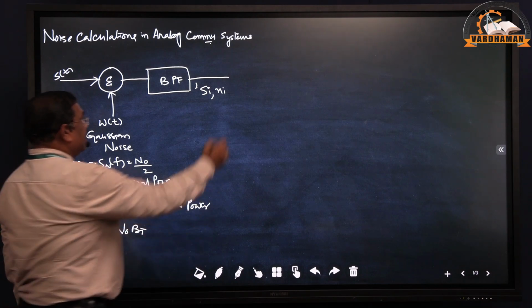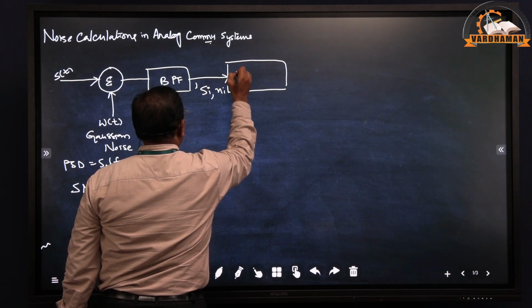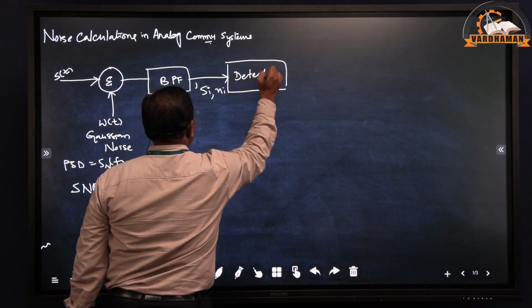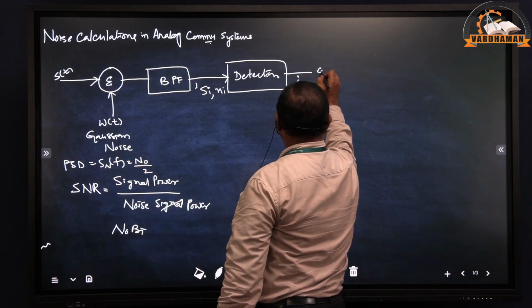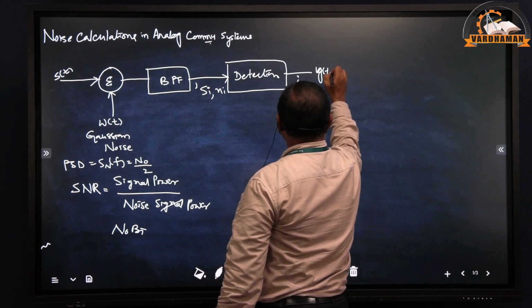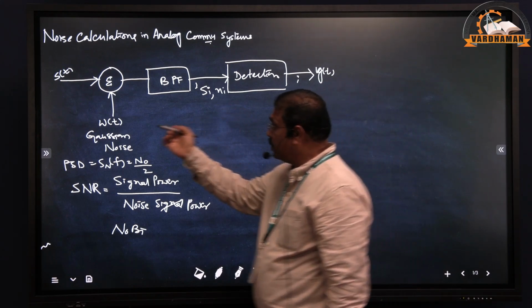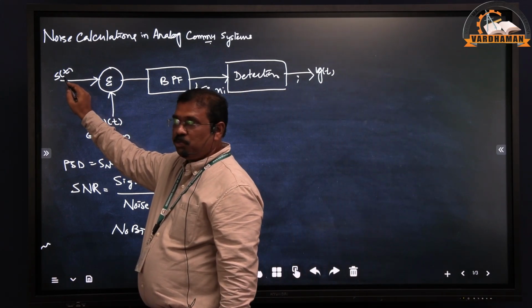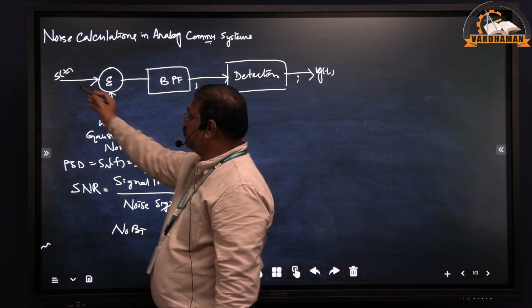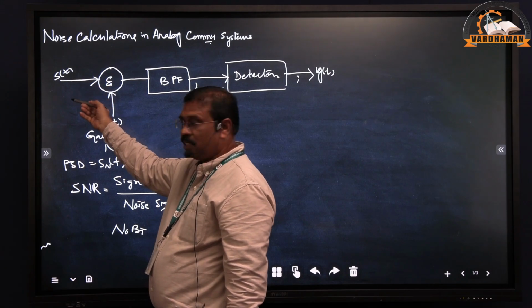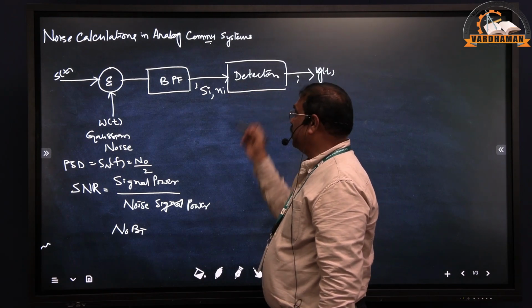After that, this will pass through a detection circuit. Depending on the type of modulation we are using, we use the corresponding detection circuit. By using this detection circuit, we can generate a signal which is Y of t. For example, if you are using DSBSC modulation, this signal will be the DSBSC signal and the detection will be related to DSBSC. If you are using an AM signal, FM signal or SSBSC signal, then the detection will correspondingly be AM, FM and SSBSC.